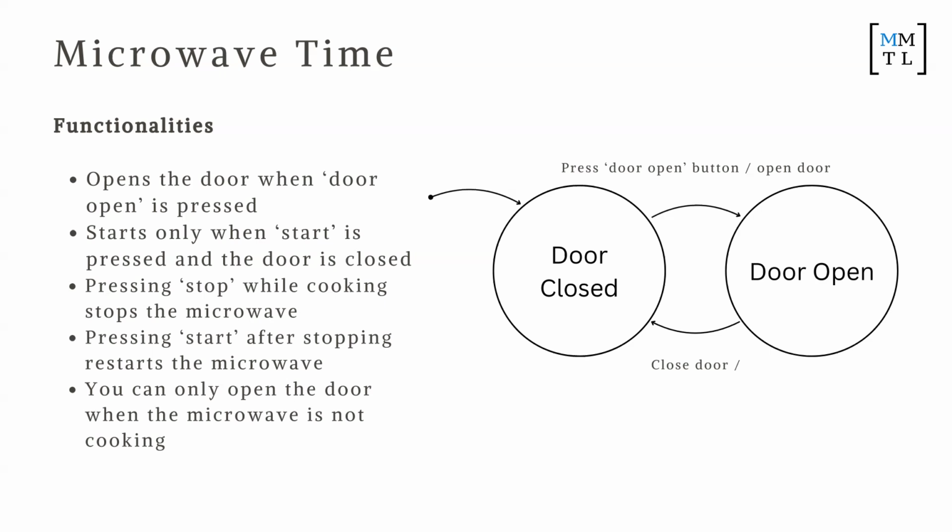Let's just do start only when start is pressed and the door is closed. So there's a line between door closed and cooking. Oh yeah, good idea. Close door, so narrow, just like, yeah. And then press start, start cooking.